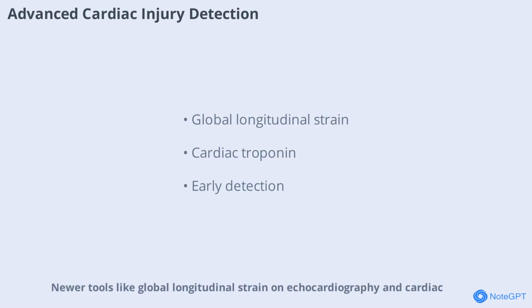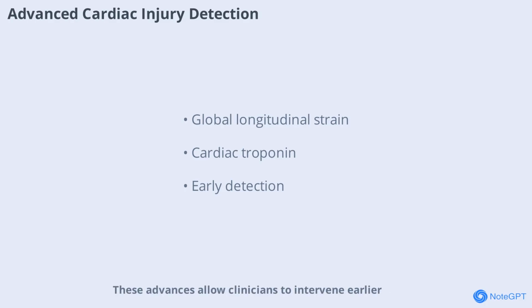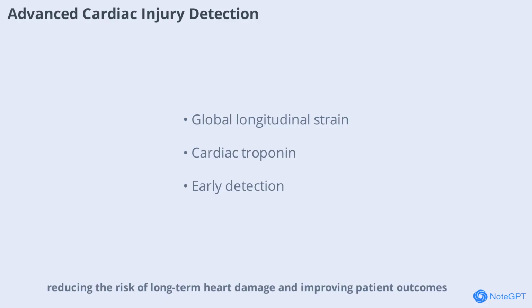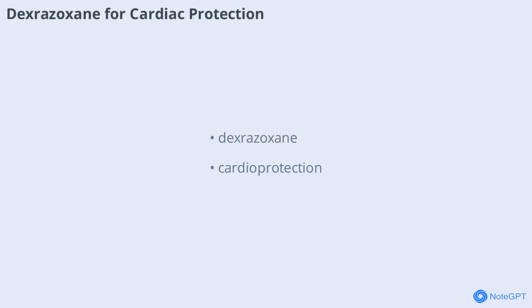Newer tools like global longitudinal strain on echocardiography and cardiac troponin levels can detect heart injury even before LVEF drops. These advances allow clinicians to intervene earlier, reducing the risk of long-term heart damage and improving patient outcomes. Dexrazoxane is a medication used to protect the heart during anthracycline therapy.